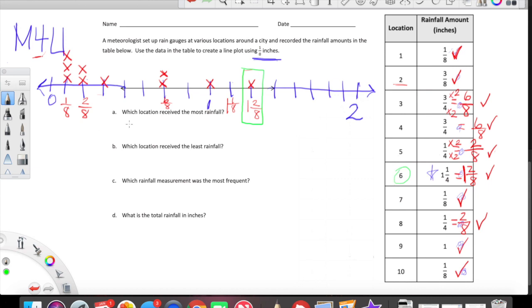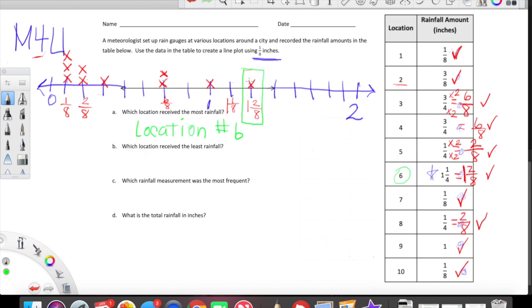That's location number 6. So location number 6 had the most rainfall. The most rainfall recorded on this data table is 1 and 2/8 inches. Beautiful. Which location received the least rainfall?